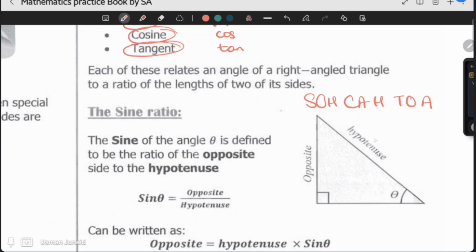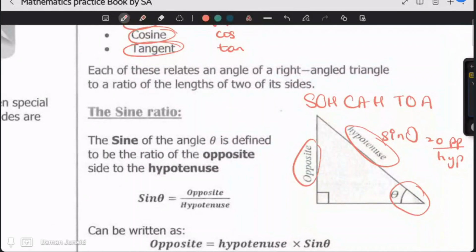whereby for this angle, or any angle, we write sine of the angle is equal to opposite over hypotenuse. So we're talking about, for example, if this is the opposite side, we're talking about this angle, right? Which would give you opposite over hypotenuse. This is only applicable in right angle triangles.